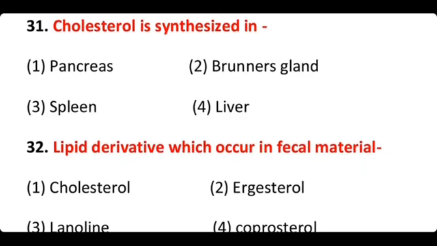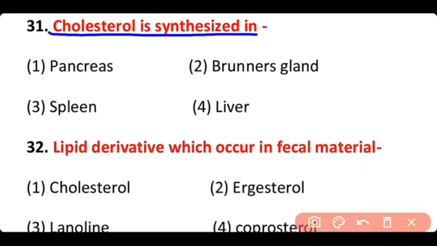Question number 31. Cholesterol is synthesized in pancreas, Brunner gland, spleen, liver. So the correct answer is option 4. Biosynthesis of cholesterol occurs in the liver.